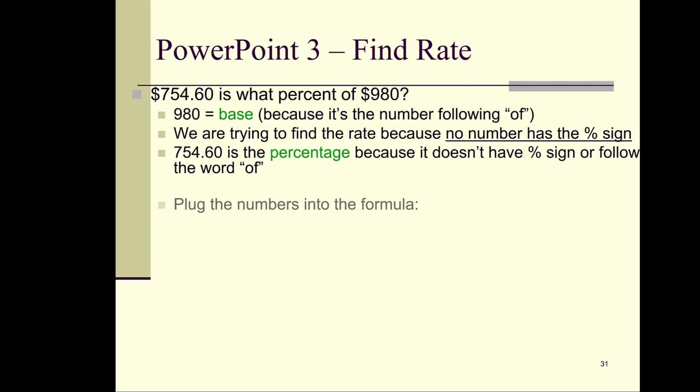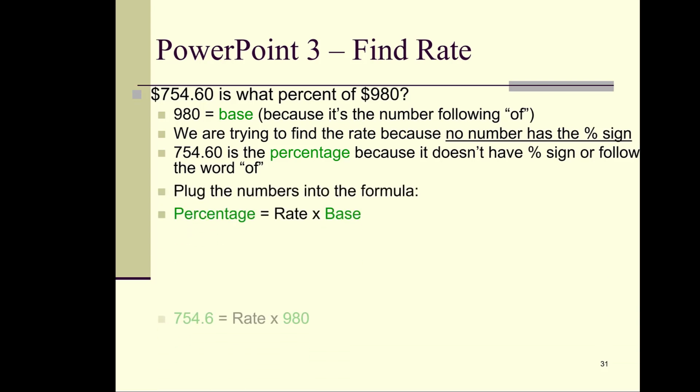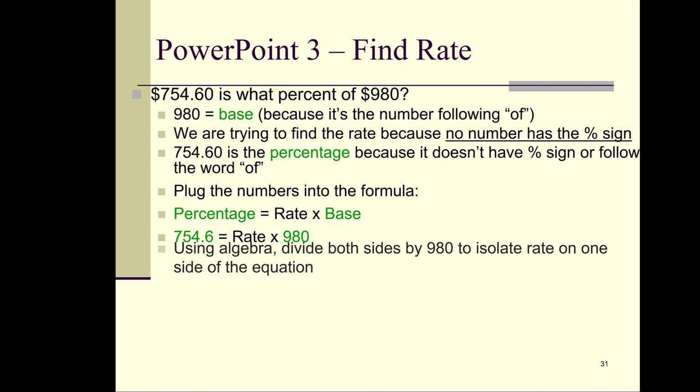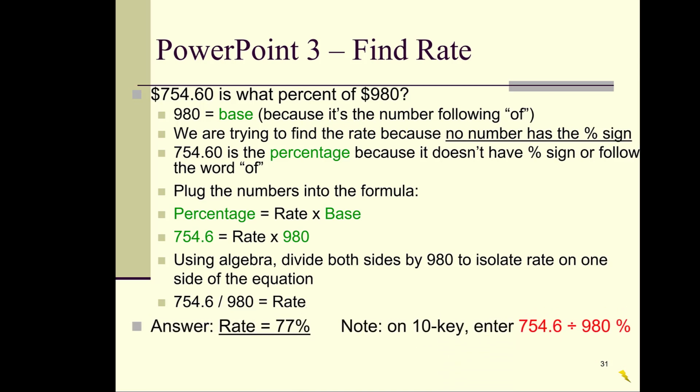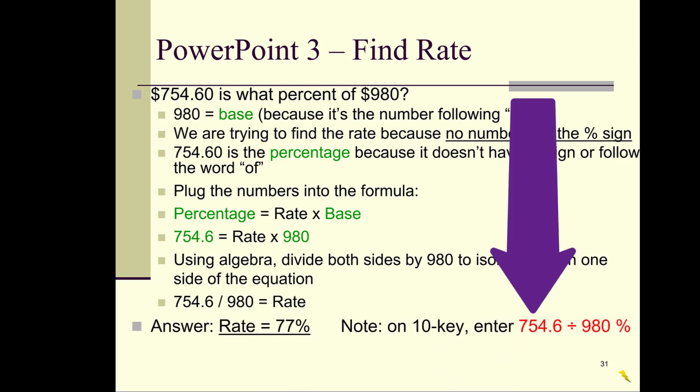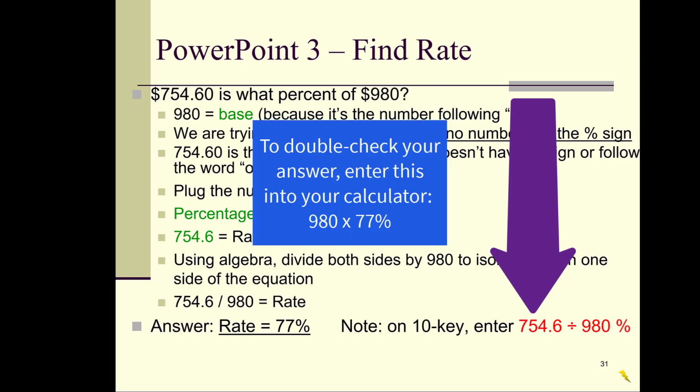So we're going to plug those numbers into the formula. We get 754.6 equals rate times 980. So we'll use algebra and divide both sides by 980 to get rate on one side by itself. So it then becomes 754.6 divided by 980. Do that on your calculator by entering 754.6 divided by 980, and then hit your percent key, and you should get 77%.